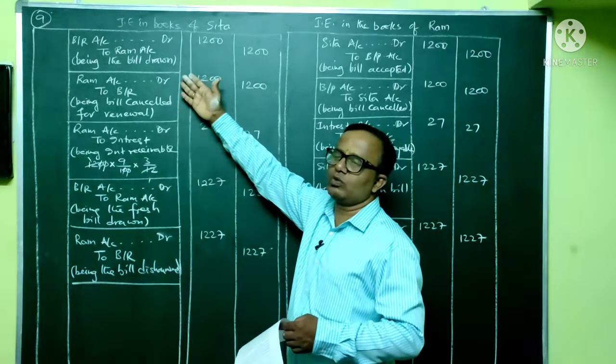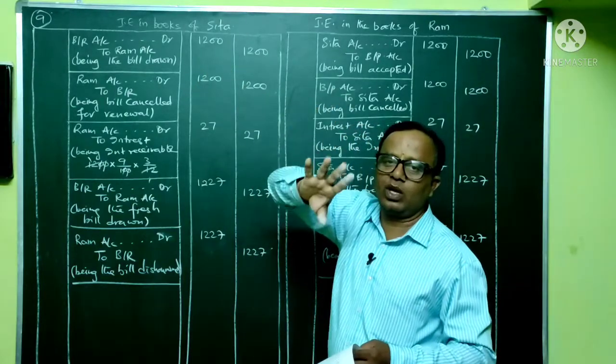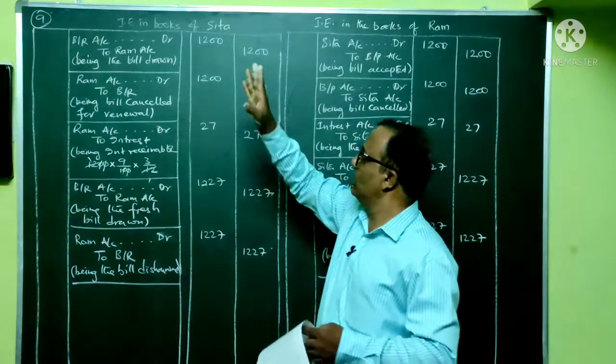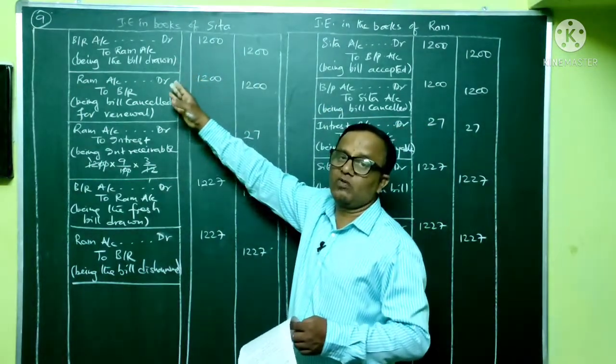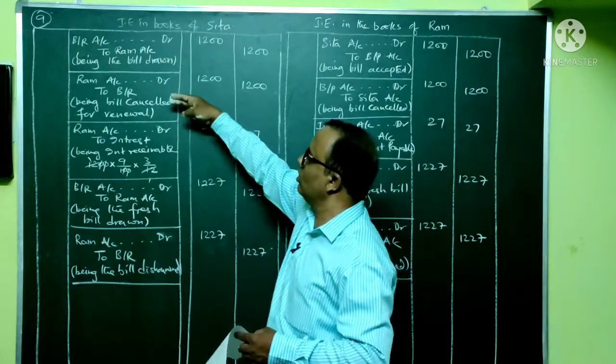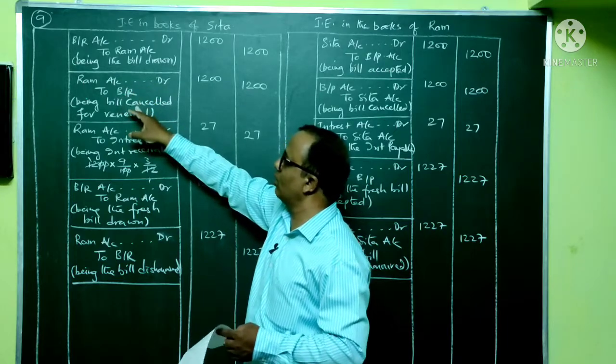Now here if you observe the situation, after drawing the bill, Sita has kept that bill with her only. Okay, she has neither discounted nor endorsed it. So the bill is there with the drawer only. Such a bill, when it is dishonored, we simply reverse this particular entry. So the dishonor entry will be Ram Account Dr. to Bills Receivable.